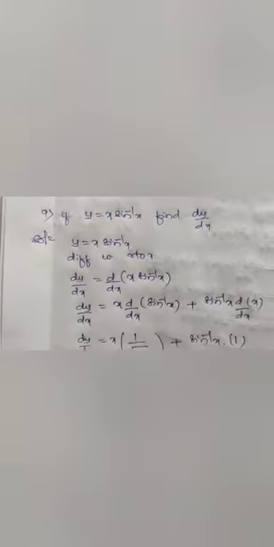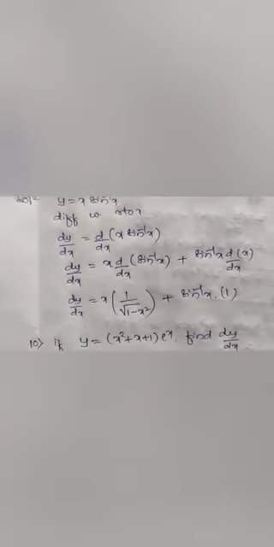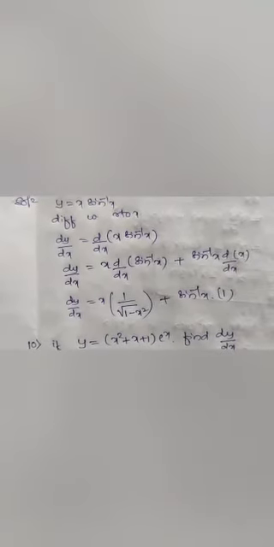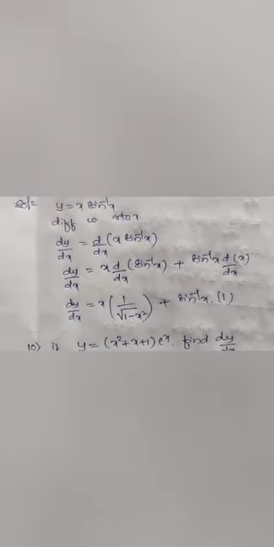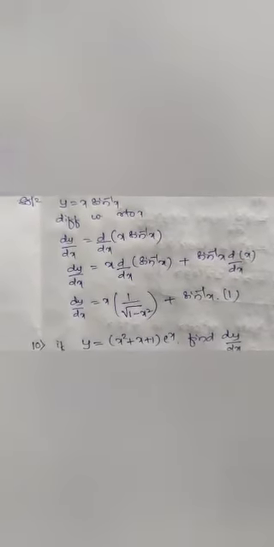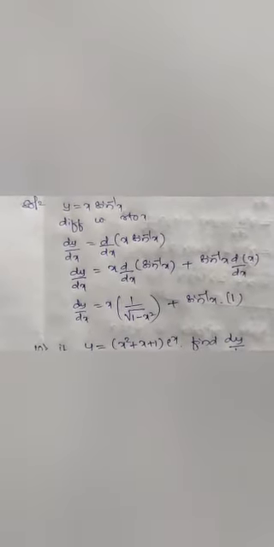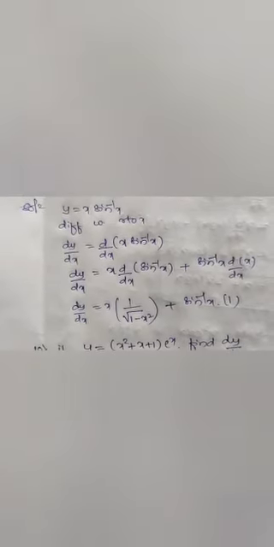The ninth problem is y equals x into sine inverse x. Find dy by dx. x as it is, d by dx of sine inverse x, and sine inverse x as it is, differentiate x. Here the differentiation of sine inverse x equals 1 by root 1 minus x square, plus sine inverse x as it is, and the differentiation of x is 1. The whole result is dy by dx equals x divided by root 1 minus x square plus sine inverse x.